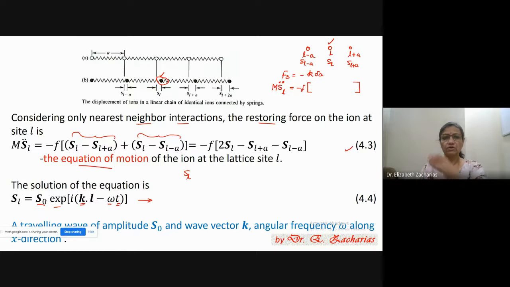Or in other words, what is going to happen is this atom sitting at S_l will get pulled on this side effectively. Then because of the restoring force, it gets pulled on this side. So basically, it's going to vibrate. And in vibrating, it is disturbing the neighbor. So this vibration is getting passed on to the next atom.